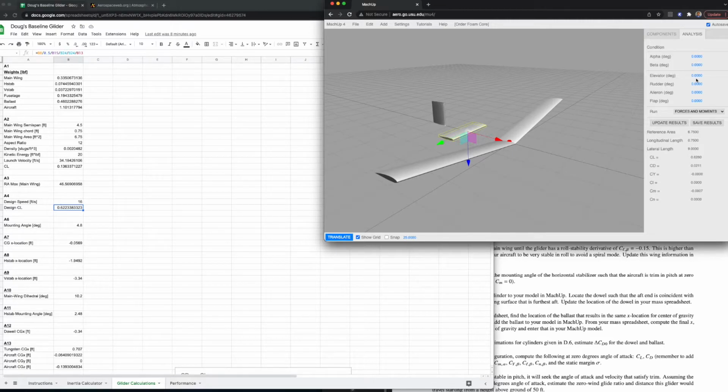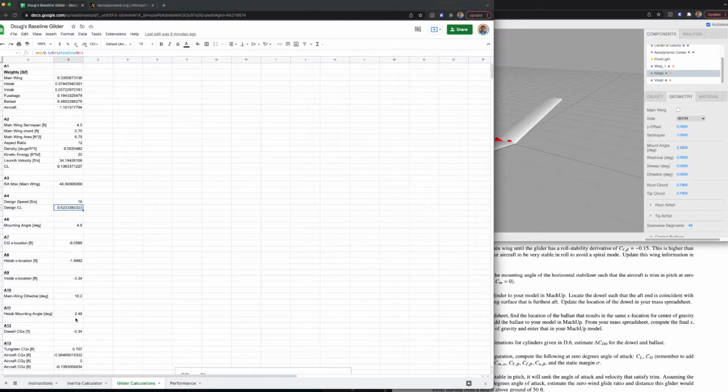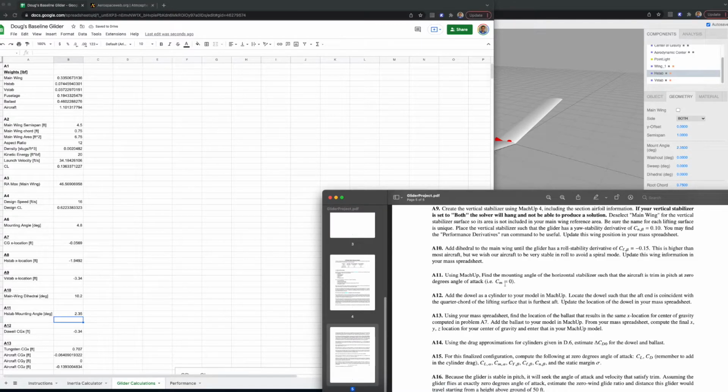Okay, but these aren't exact, and you could go back and continue iterating on these: the mounting angle of the main wing, the mounting angle of the horizontal. There's an infinite number of design possibilities here, and I'm just showing you one thought process, one way to look at this. Our mounting angle was 2.35, so let's come back over here and fill that in. 2.35 for the horizontal stabilizer mounting angle. Okay, so that was A11.